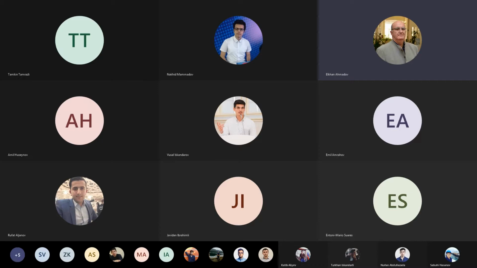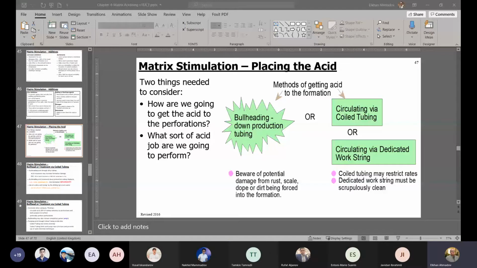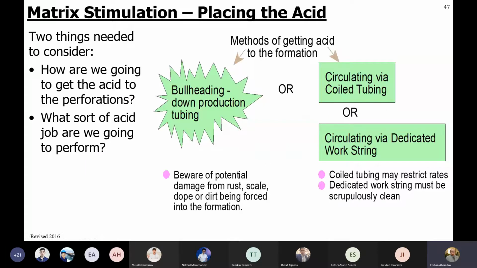So we have to try to make sure that we place or inject the required amount of the acid into the proper zones which have the most damage. Therefore, we use some diversion techniques, which include bullheading or circulating with coil tubing or the work string.